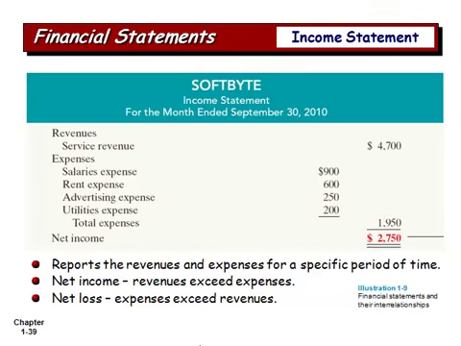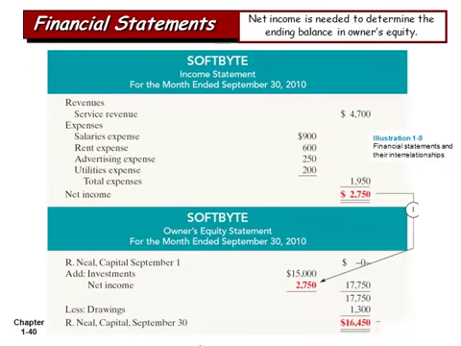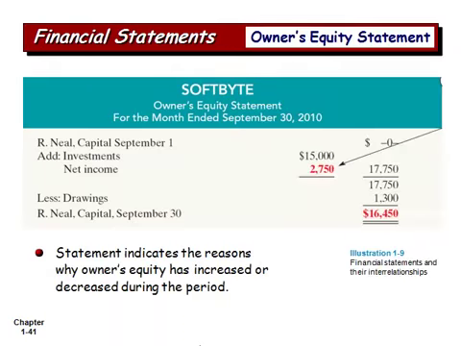That net income flows into our owner's equity statement. We had the owner put in $15,000 to start the business with. We had net income of $2,750. He had drawings of $1,300, so he took that $1,300 out of the business, which leaves us an ending balance in our capital account of $16,450. Just another recap of that.